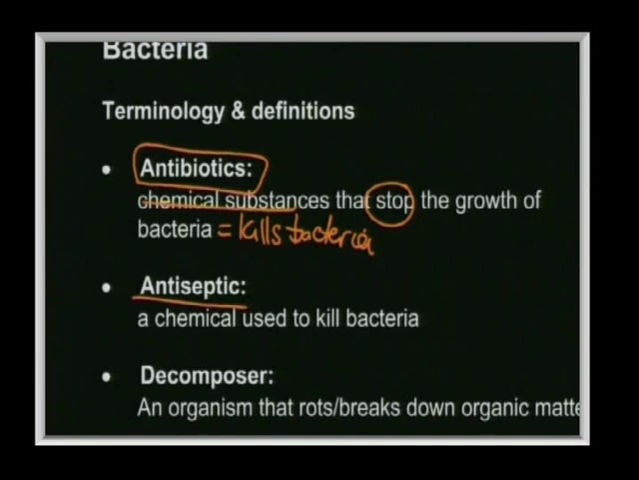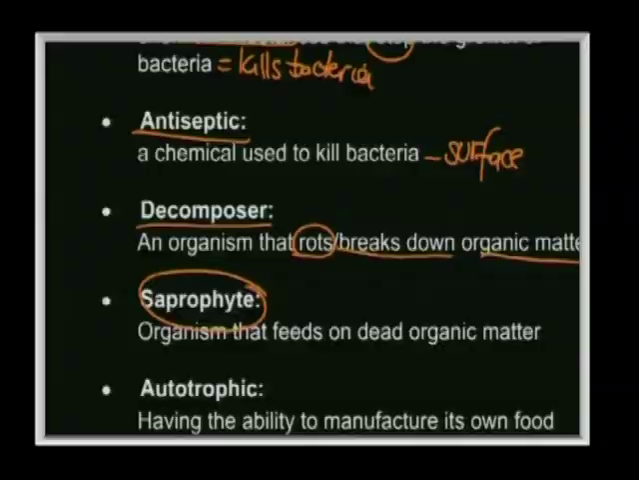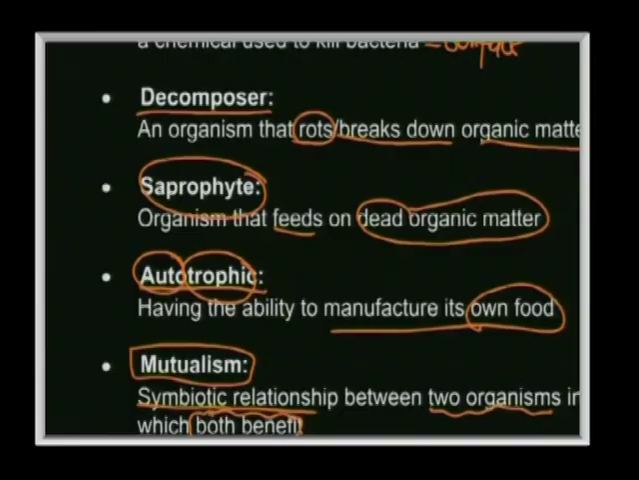An antiseptic is more or less the same thing, but remember that it does its job on the surface. The term decomposer, that is going to rot or break down organic matter and return the nutrients to the soil. A saprophyte is an organism that feeds on dead organic matter. Something that is autotrophic can make its own food, remember, self-feeding. And the final term here, mutualism, which we explained with E. coli. Mutualism is a symbiotic relationship where there are two organisms involved, and always both must derive benefits.